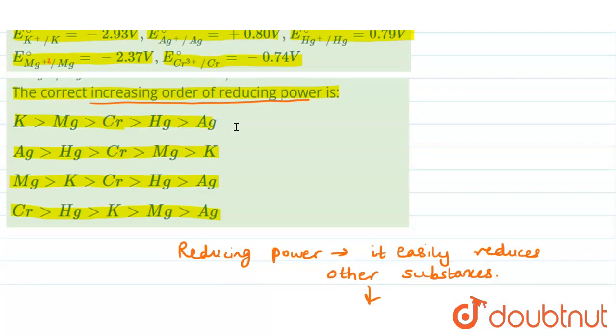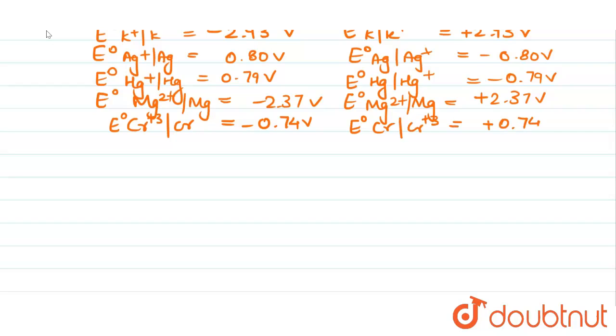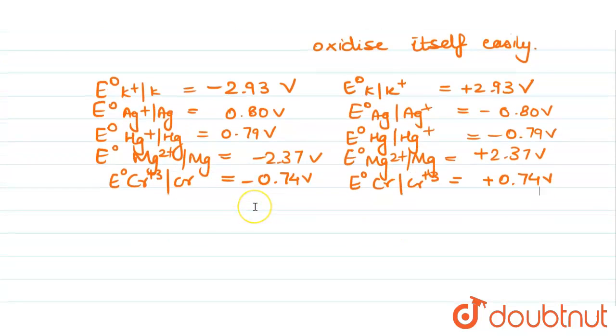After this we have Cr 3 plus to Cr, minus 0.74 volts. So E naught of Cr to Cr 3 plus is equal to plus 0.74 volts. So when we write these in increasing order of oxidation, we get minus 0.80 is first, then we have second, after that this is third, this is fourth, and this is fifth.